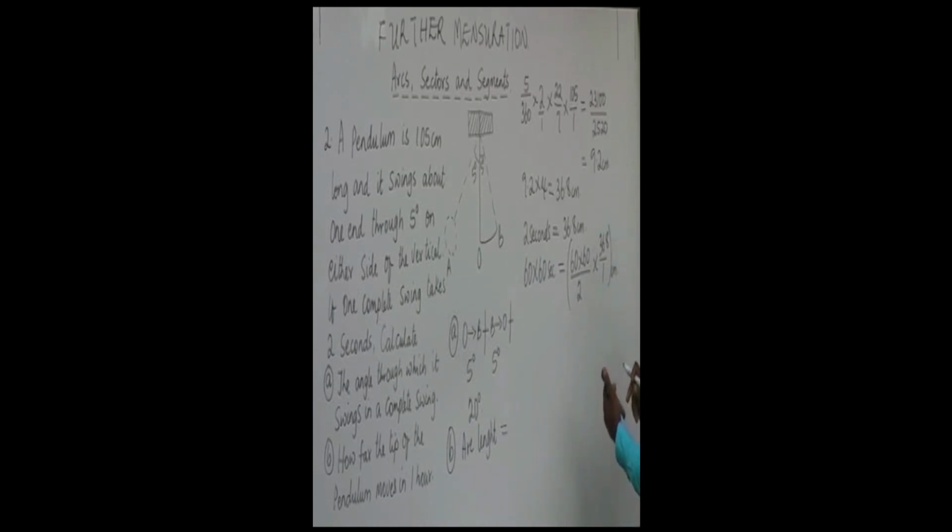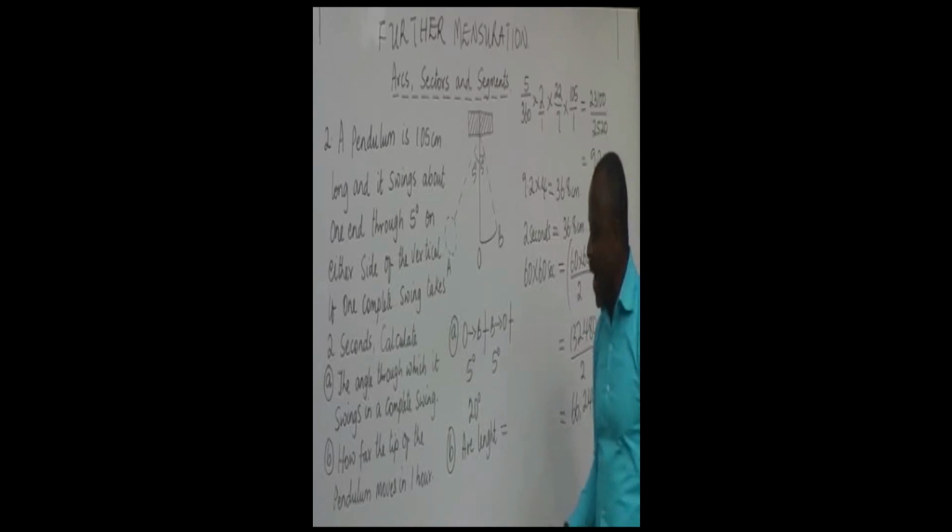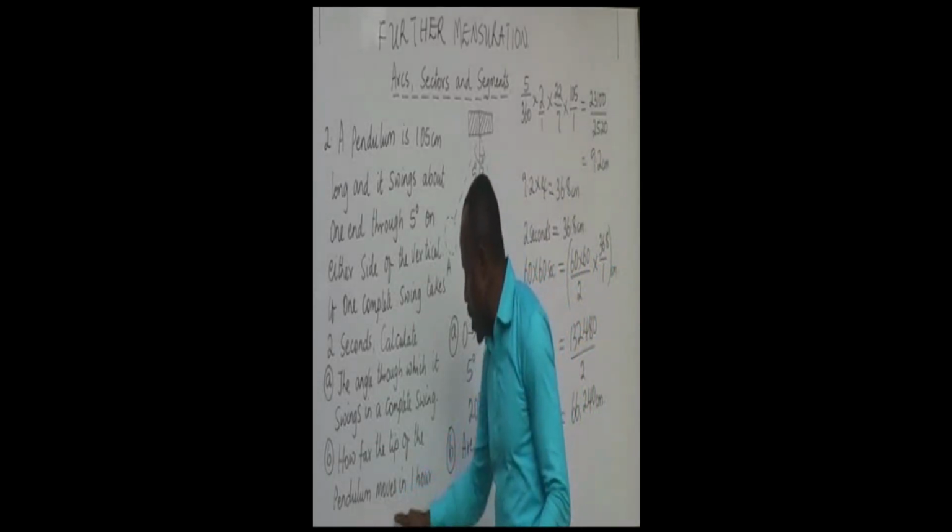Let's multiply out and divide. It's giving me 132,480. Then divided by 2, giving me 66,240 centimeters. So that is how far the pendulum will go in 1 hour.